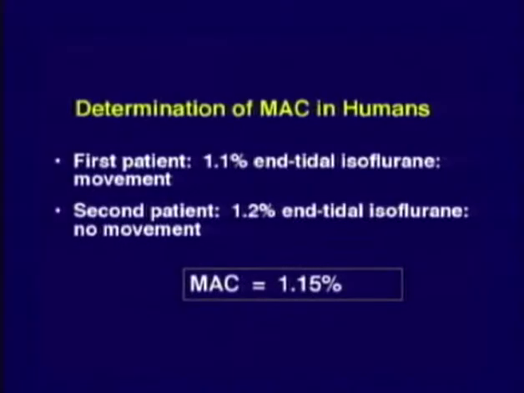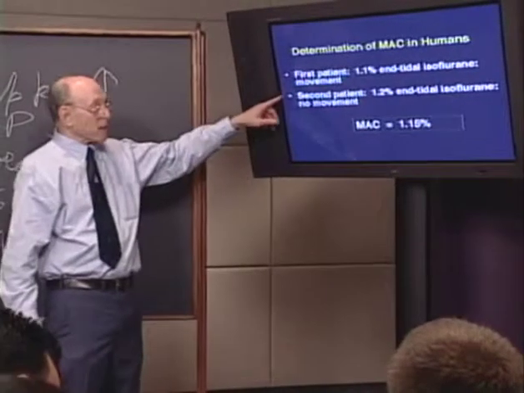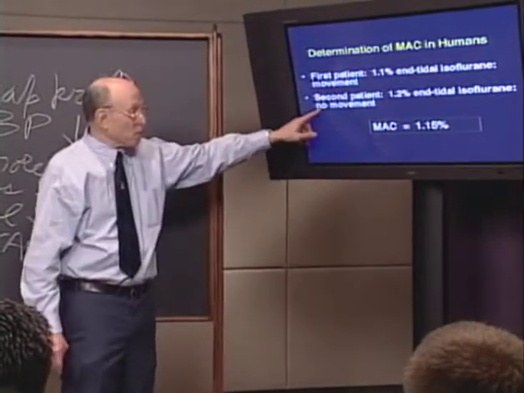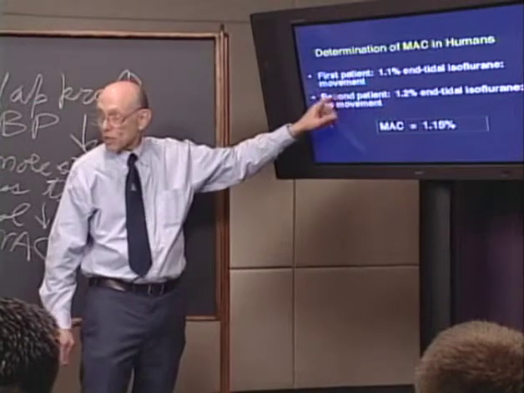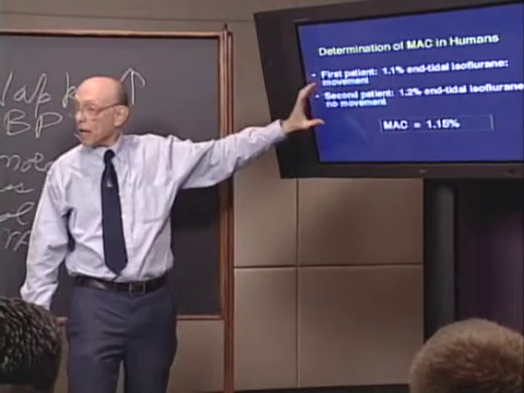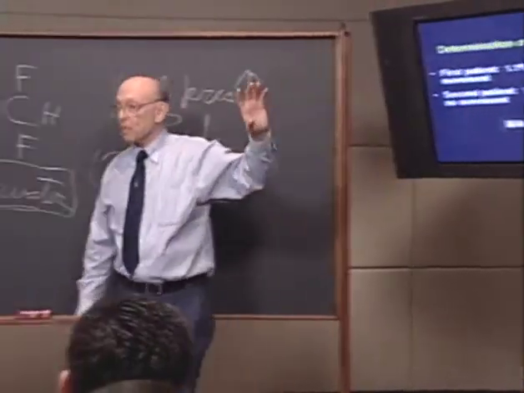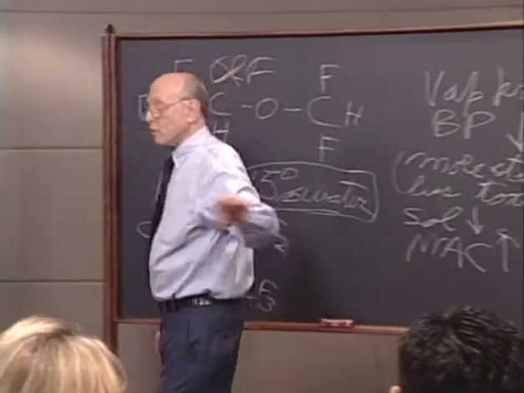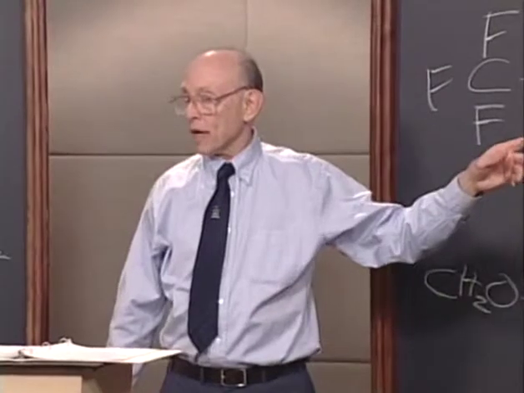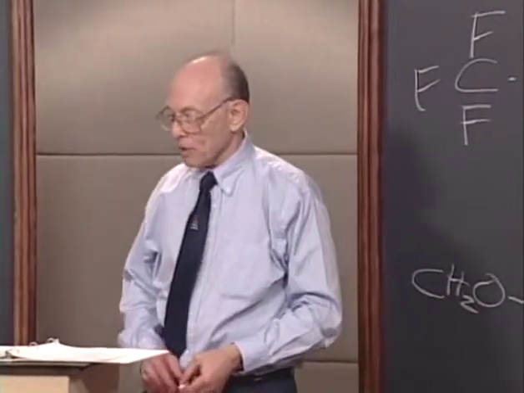So you use 2 patients instead of 1. I think that's what you were saying, isn't it? Right. So if the first patient moves at a concentration of 1.1% isoflurane, in the second patient you'll go up because this patient moved. And you keep on going up until you get no movement. And the bracketing concentrations, the one that permits movement and the one that prevents movement, are the ones that define MAC for that pair. And you gather 4 to 6 pairs of patients using that technique, which is called the Dixon up and down technique. And that defines MAC for inhaled anesthetics in humans.